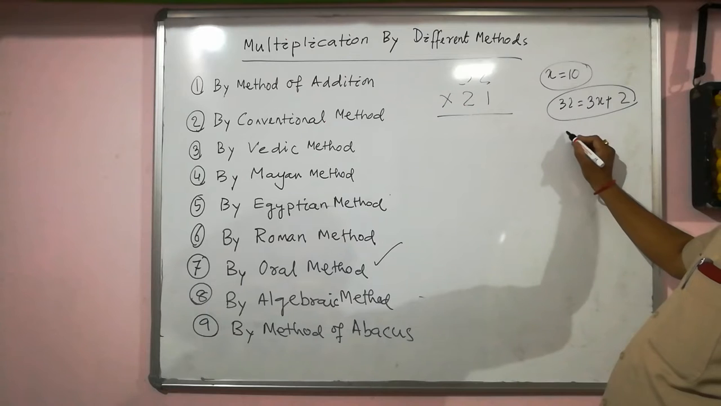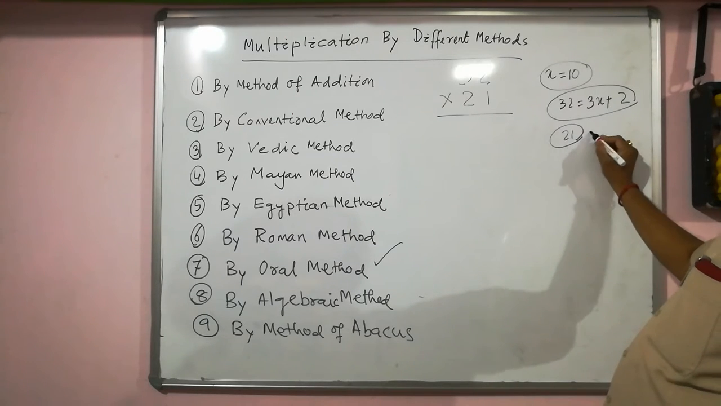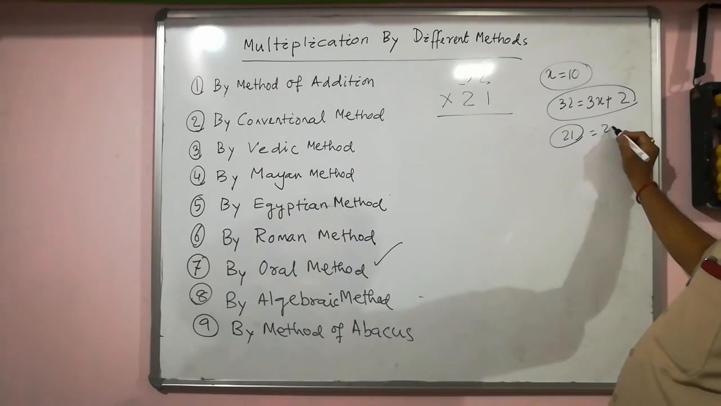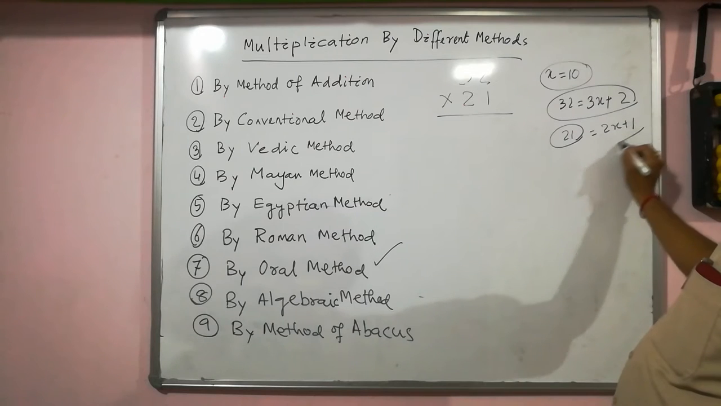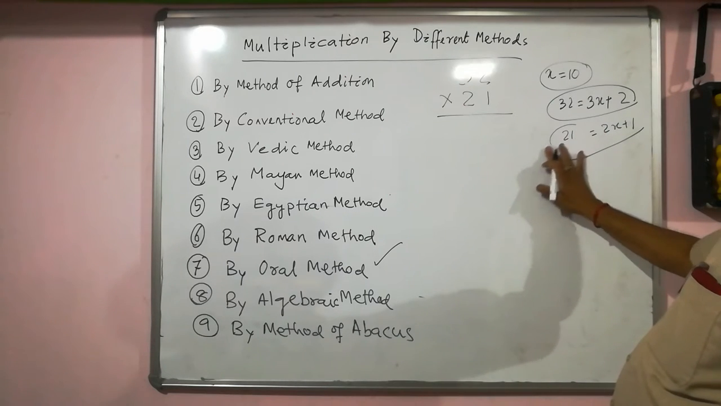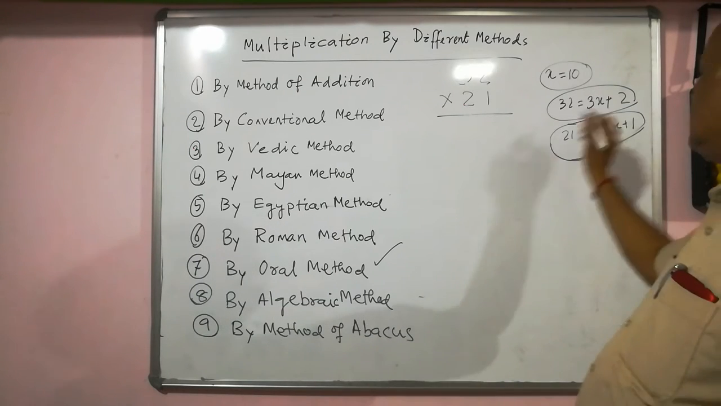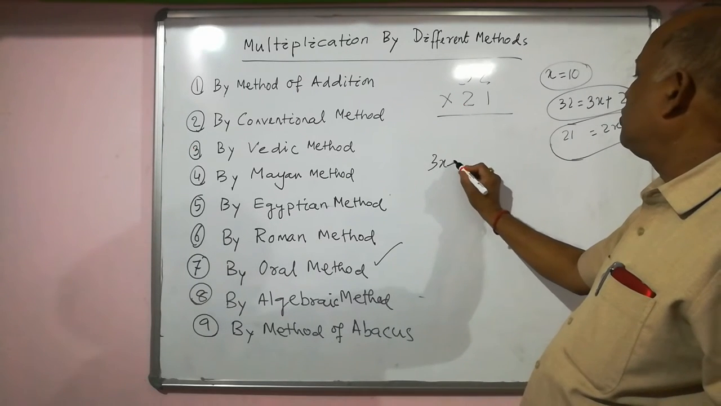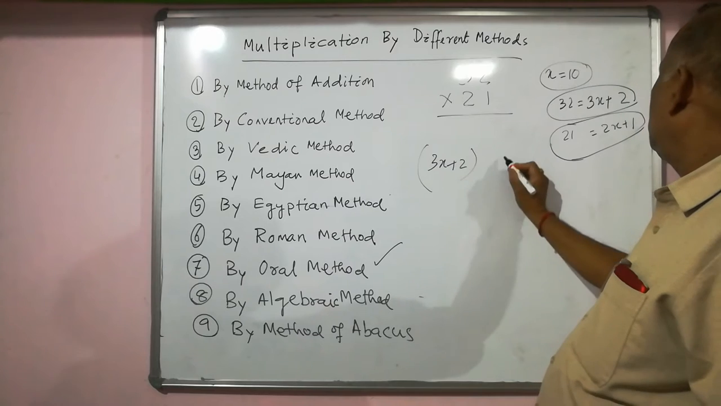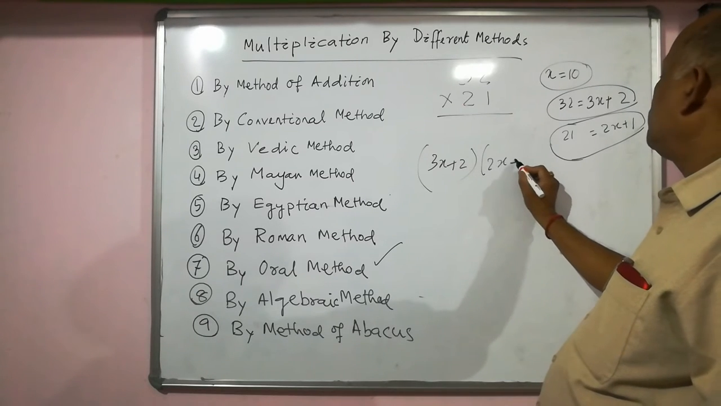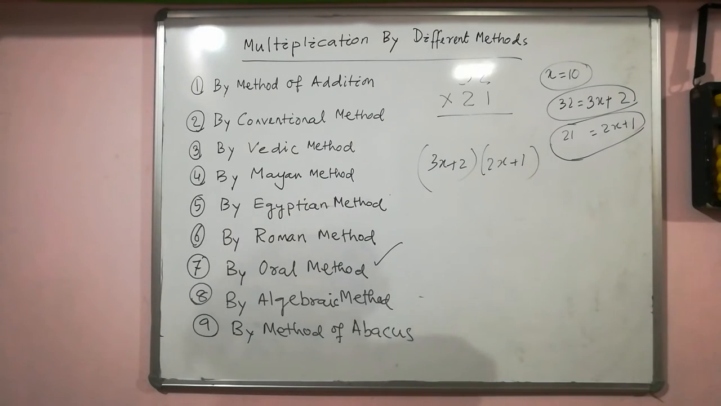Then what is 21? This is 2x plus 1. Now algebraically, it is 3x plus 2 into 2x plus 1. We are doing it by algebra. This is 32 into 21.